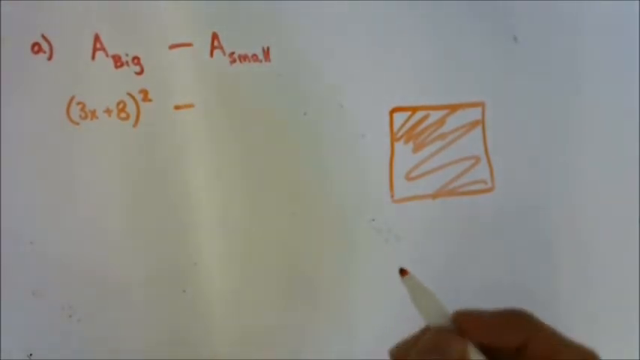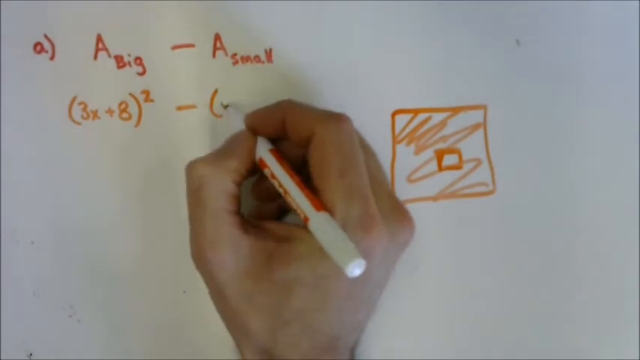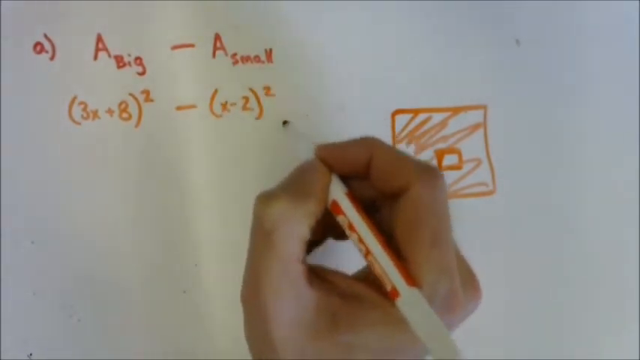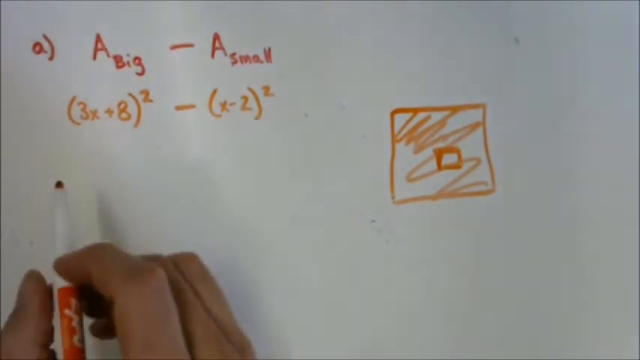And the small circle, sorry, the small square? X minus 2 squared. That's how we get the area of a square, right? We just take the side length and square it.